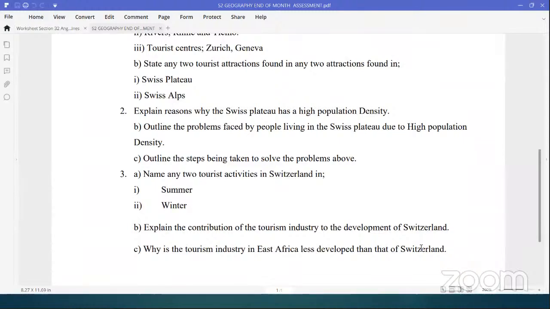Thank you. Michigan. And because East Africa has less developed accommodation facilities, while Switzerland has well-developed accommodation facilities. Thank you, Michigan, and I want to end with her. Thank you very much. There are very many reasons as to why Switzerland's tourism is well developed compared to that of Uganda. We shall add on that. I beg to stop here. Thank you very much.